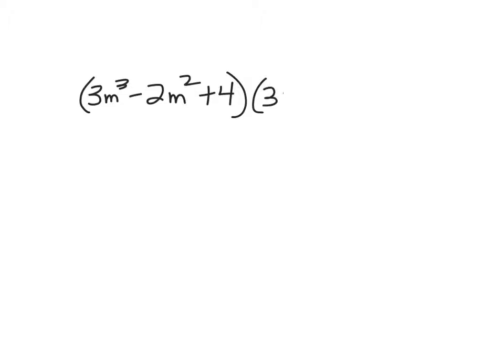Okay, so if one of them's a monomial, then life is not any different than it has been. What if one of them's not a monomial? For instance, what if we had 3m to the 3rd minus 2m squared plus 4, and we're going to multiply that by 3m minus 5.